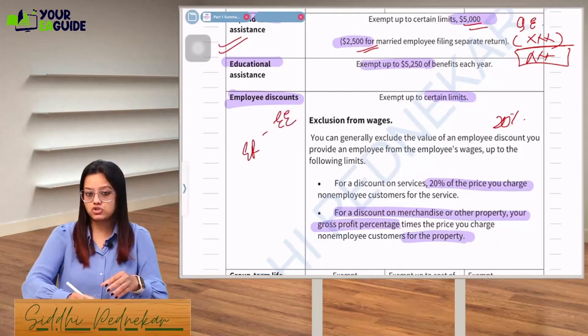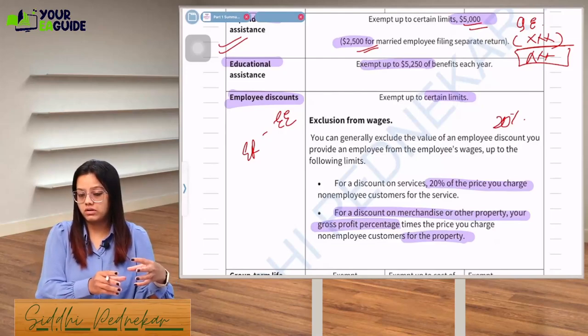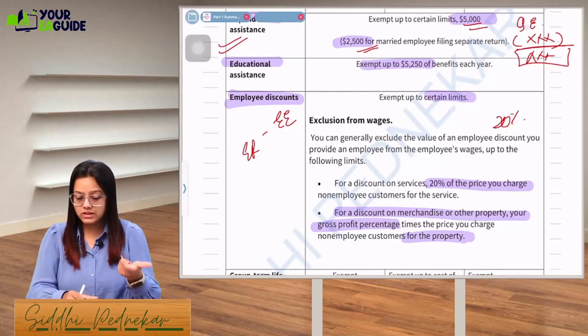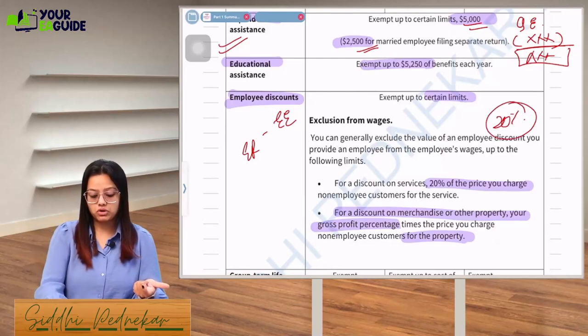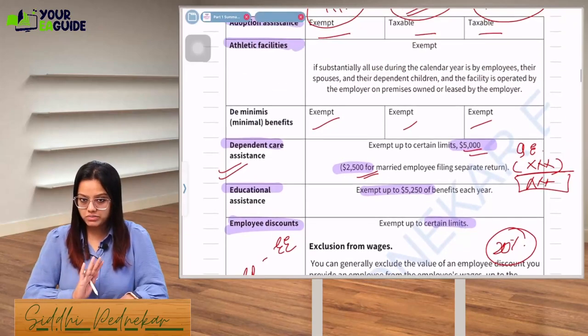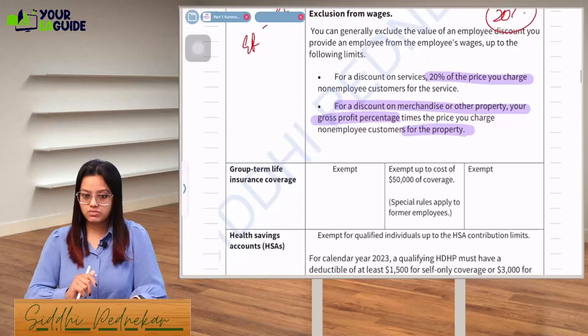Let's say I'm working in any supermarket store. In that store, if I want to buy certain products, I have an employee code, right? Using that I can get a 20% discount. So that 20% discount which I'm going to get, the employer is not going to charge me any federal income tax, Medicare, Social Security or FUTA taxes. Okay, this is what it is saying.